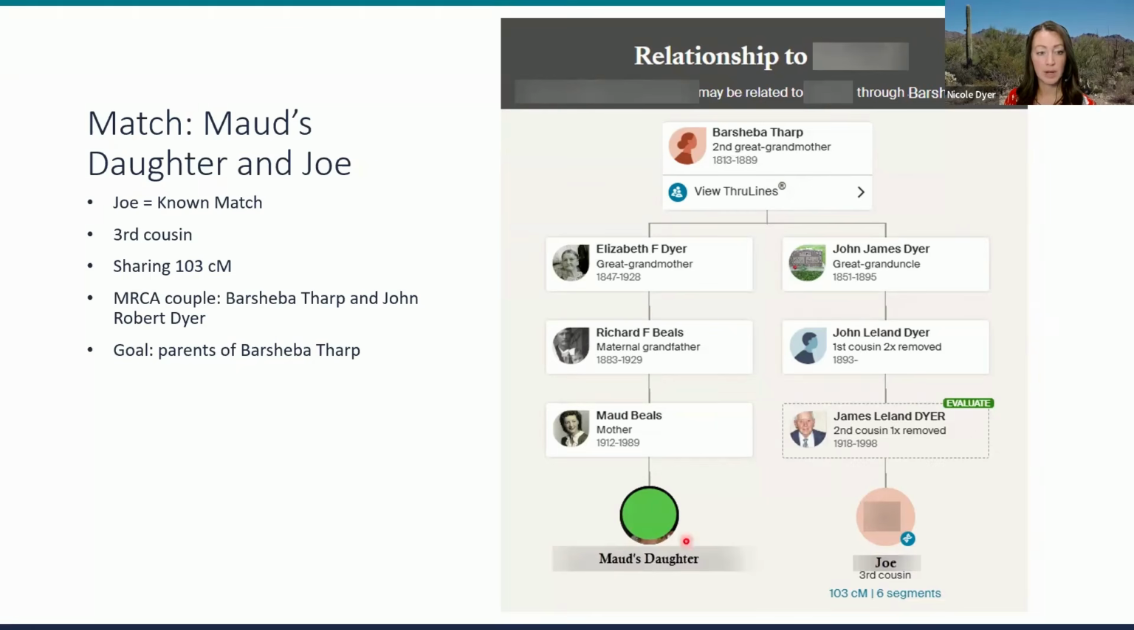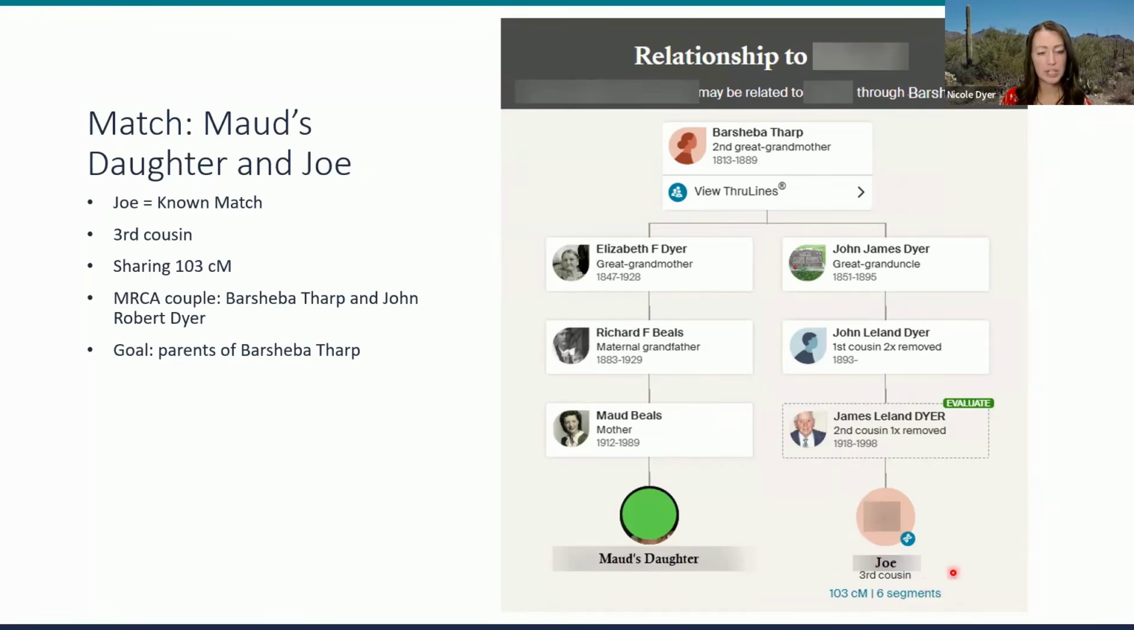So this would be Maud's mother, grandmother, great grandmother, second great grandmother, or sorry, Maud's daughter, second great grandmother, making these two third cousins. So we're looking for a third great grandparent. So we could use a similar type of range to the one I was just talking about, and maybe find somebody who's in the 40s or 50s, sharing 40 to 50 centimorgans.